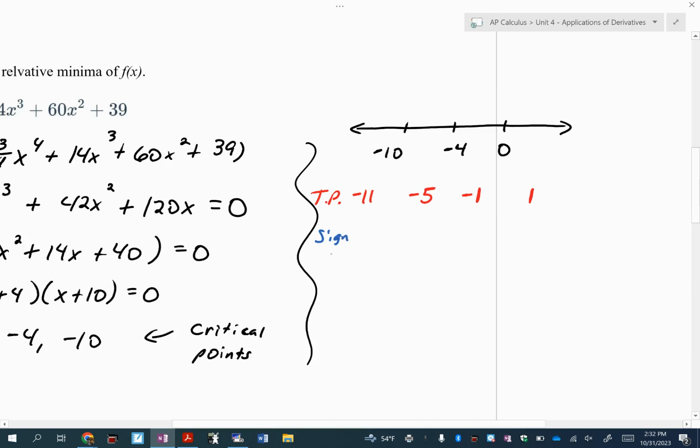Essentially, yes. I need to find a test point that's on both sides, right? So you'll notice that however many critical points you have, you're going to have +1 when it comes to TPs.